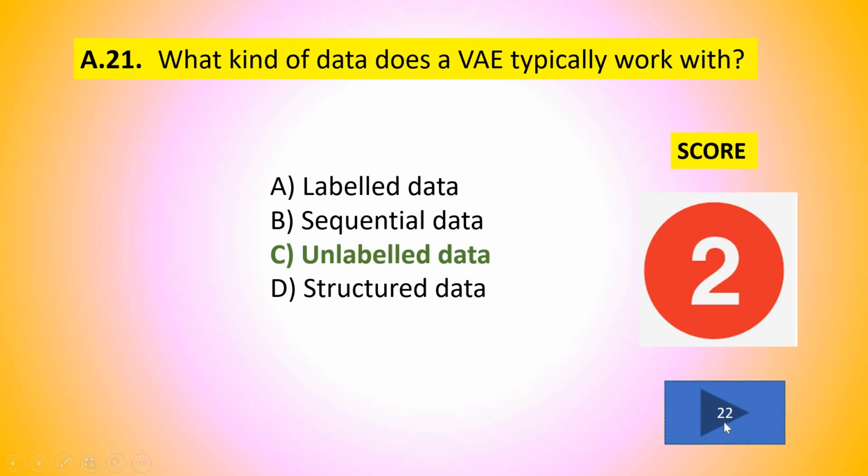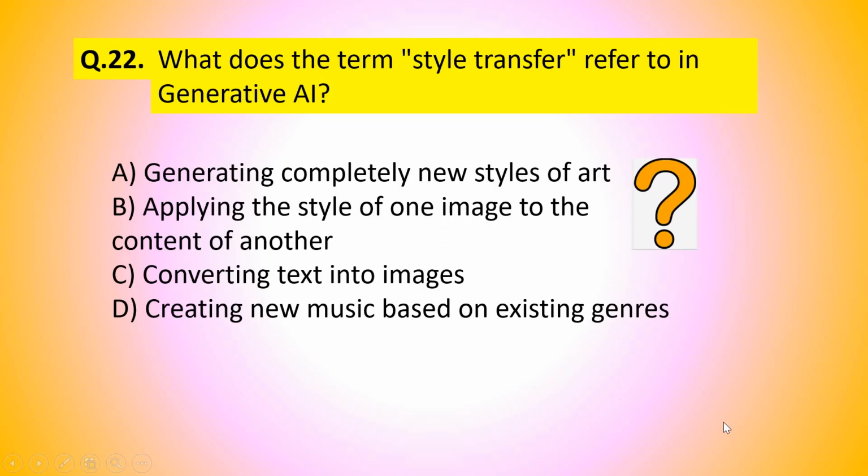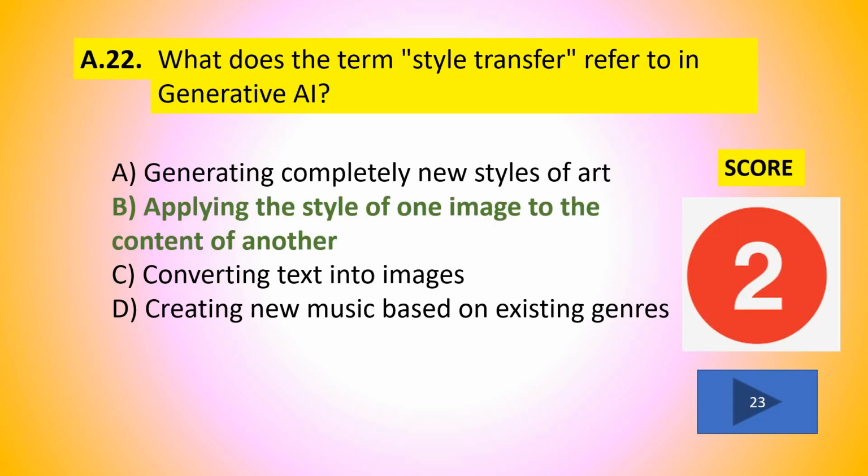Now, question number 22. What does the term style transfer refer to in generative AI? Options are generating completely new styles of art, applying the style of one image to the content of another, converting text into images, or creating new music based on existing genres. The answer is applying the style of one image to the content of another.